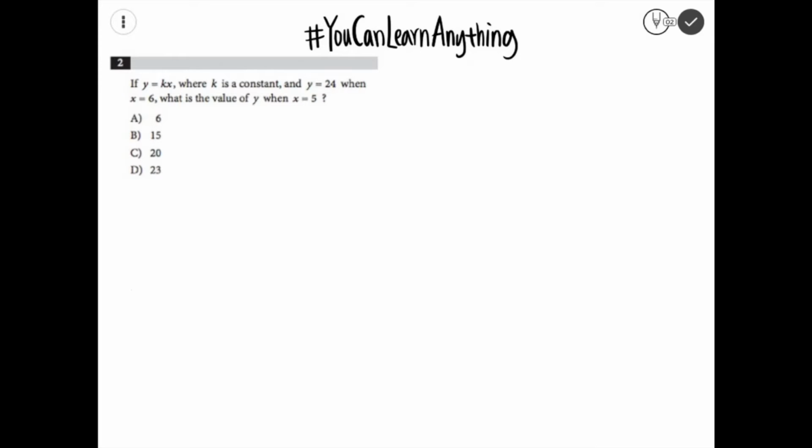First off, you always want to write down the equation that starts the problem. So in this case, y is equal to kx. Well, that's pretty easy. Plus, it says that k here is a constant, so it's going to stay the same in all of the equations that it appears in. That's good, because what we're going to do is plug in for y and x.